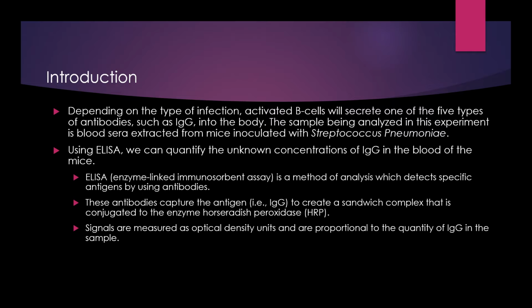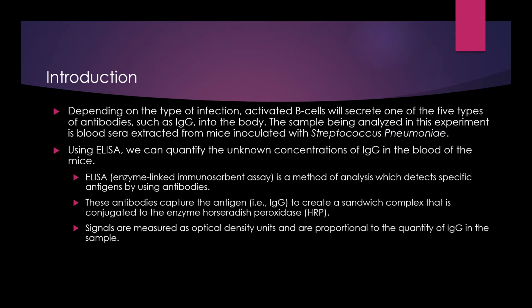Depending on the type of infection in the host, activated B cells will secrete one of the five types of antibodies into the body. The presence of an antibody type in the blood, such as IgG, would indicate a humoral immune response. In this experiment, we are analyzing the blood sera that was extracted from mice previously inoculated with Streptococcus pneumoniae. Using ELISA, we can quantify the unknown concentrations of IgG in the blood of the mice.